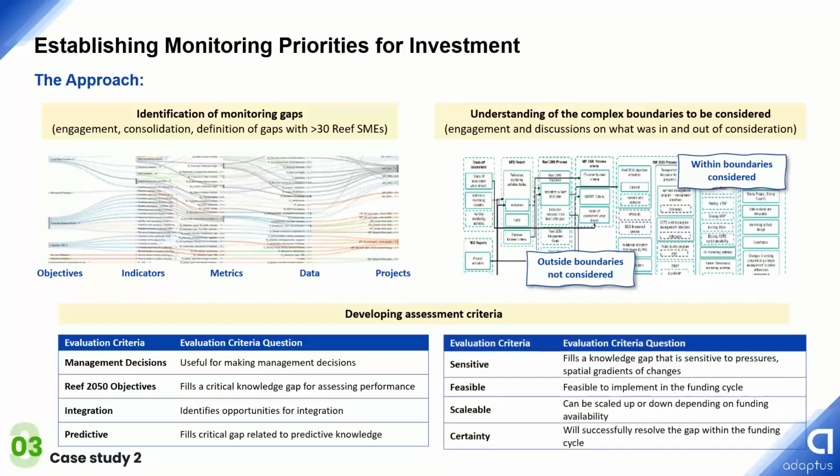As with case study 1, developing assessment criteria is key to this. You can see some overlaps with that other piece of work, all the way from the one about certainty down the bottom right, which is about how certain we were that the projects themselves would successfully resolve the gap within the funding cycle, all the way through to higher level objectives such as, does it fill a critical knowledge gap for assessing the performance of management against the Reef 2050 objectives.